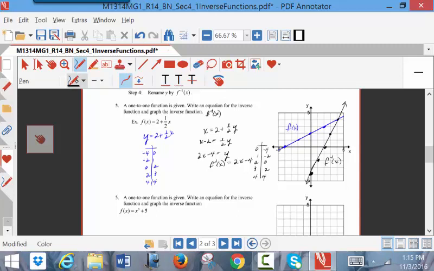Now, looking at this, if I put in that line of reflection, which is going to cut quadrant 1 and quadrant 3 perfectly in half, is that a reflection over that line? Looks pretty darn good, doesn't it? So that's how you find the inverse function, and you graph it just by switching the ordered pairs of the original function.